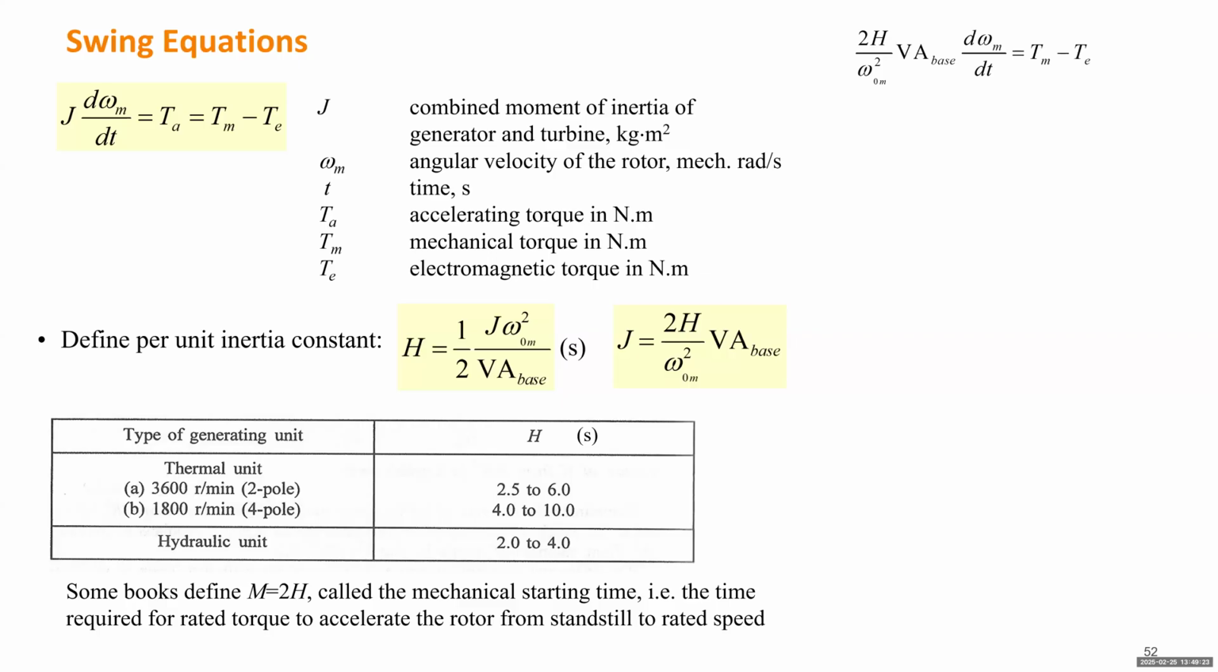Then we can utilize the inertia constant to rewrite the equation. So we just replace the J by definition using the H, the synchronous speed, and also the rated power. So we want to derive the per unit value. We can use omega 0m divided by omega m. That will create the per unit value here, and the remaining part will move over to the right-hand side.